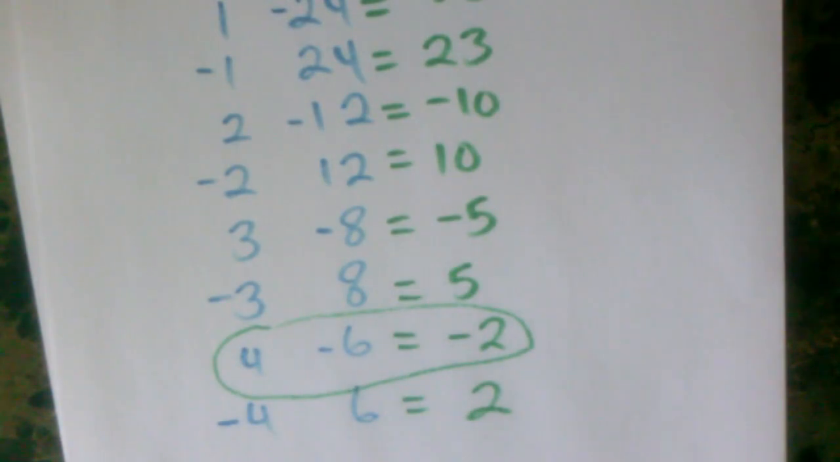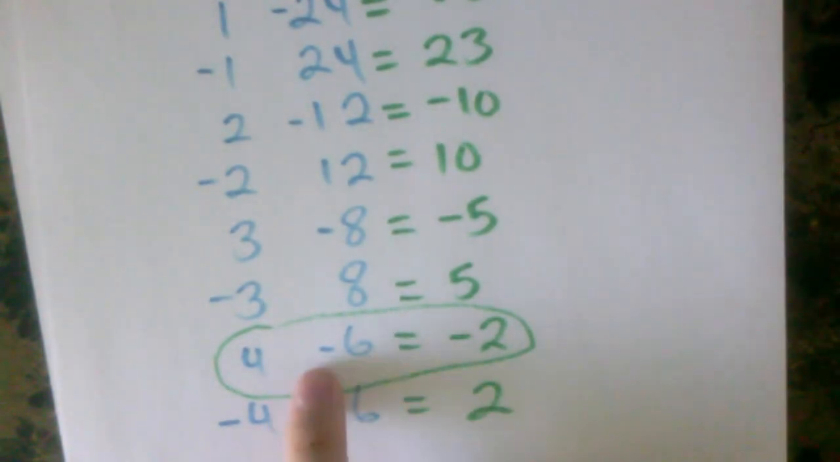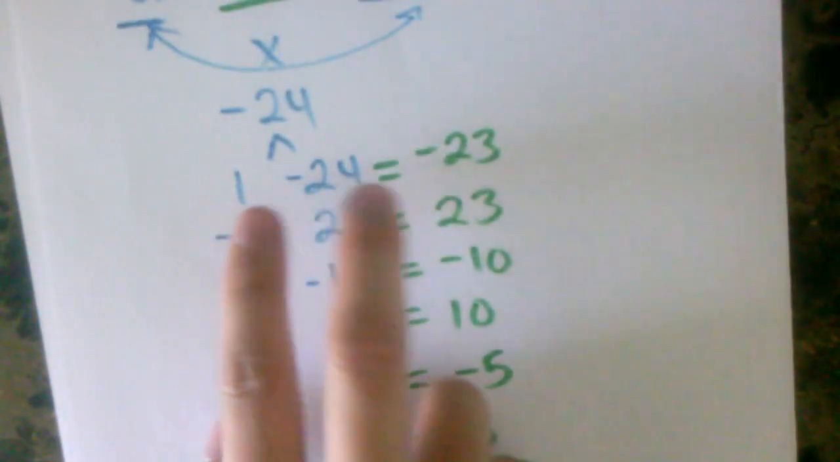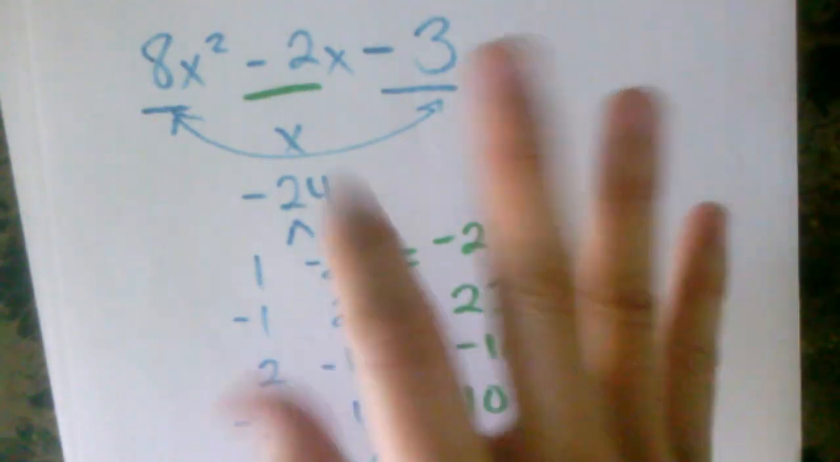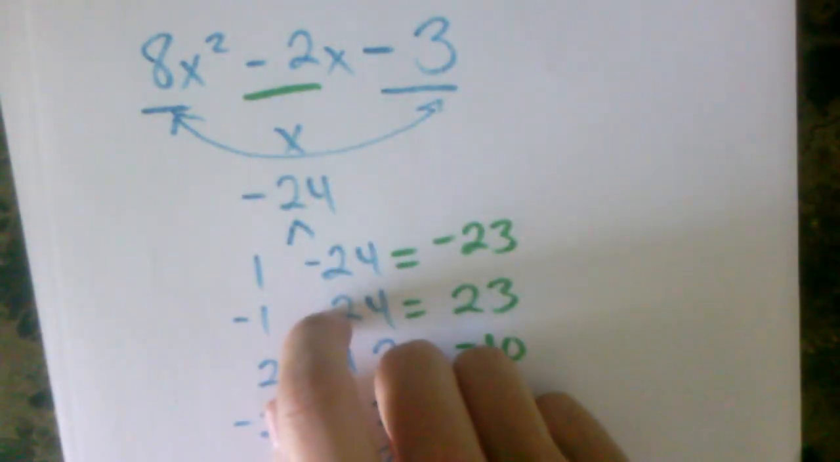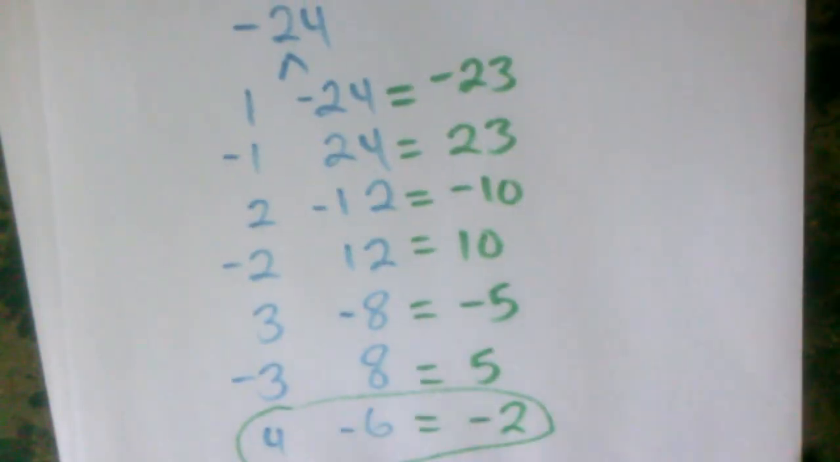You do not have to write every factor. You can stop as soon as you find this. So if you noticed at the very, very beginning that 4 times negative 6 equals negative 24 and adds up to negative 2, you're good. Don't even worry about moving on. All right? So we'll just go ahead and use these factors. So 4 and negative 6.